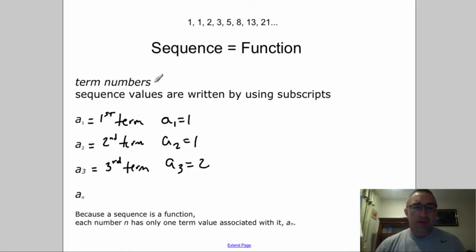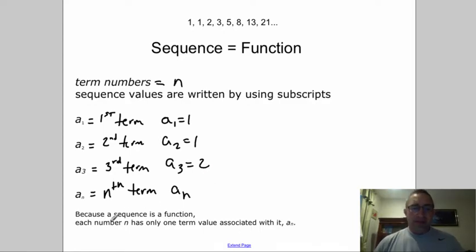A sub 2 is the second term, and a sub 2 is a 1 in this case. A sub 3 is the third term, and in this case that's a 2. And we could continue this pattern. If you notice, the term numbers are represented by n. So this little n at the bottom, a sub n, means whatever term we want it to be, the nth term, and a sub n would be the nth term.